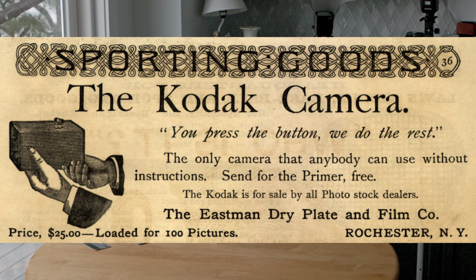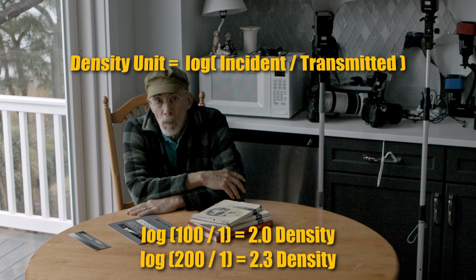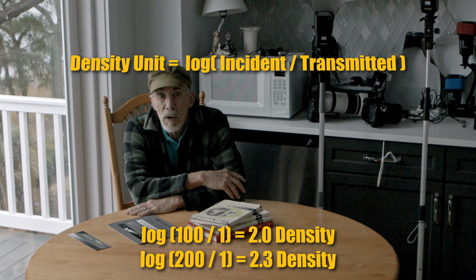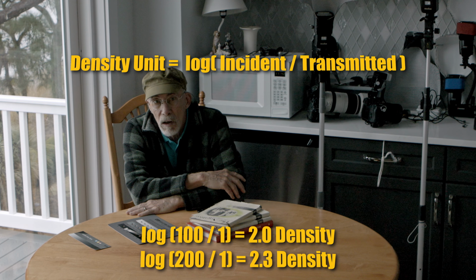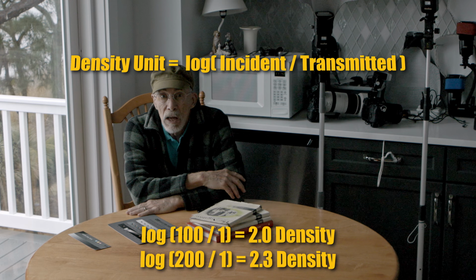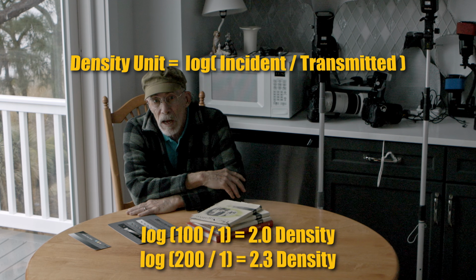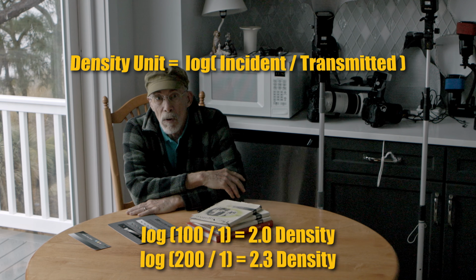Originally, if you had a Brownie camera, you had to send the entire camera to Rochester, New York via the post office, where they would unload it in a darkroom, develop the film, and then the lab technician would use a densitometer, which is a light measurement device that measures the incident versus the transmitted light. The logarithm of the ratio between the incident and the transmitted light becomes the density unit.